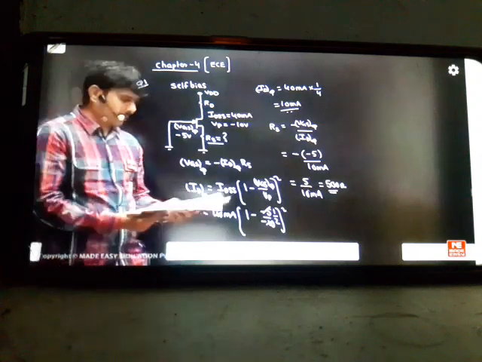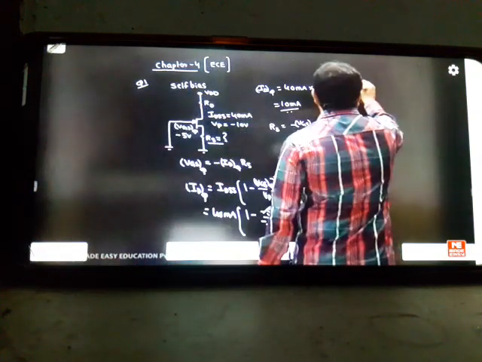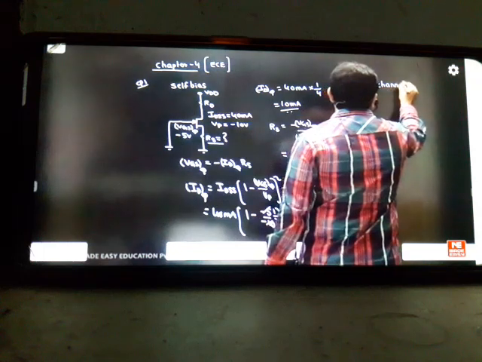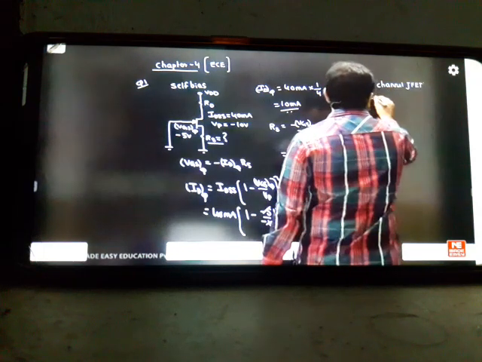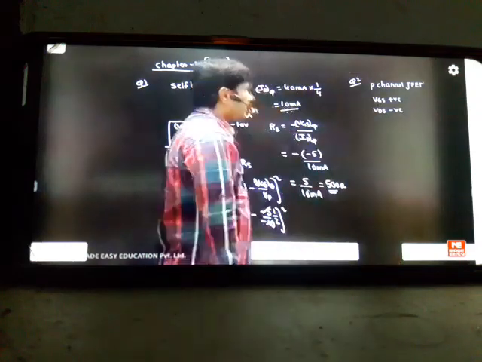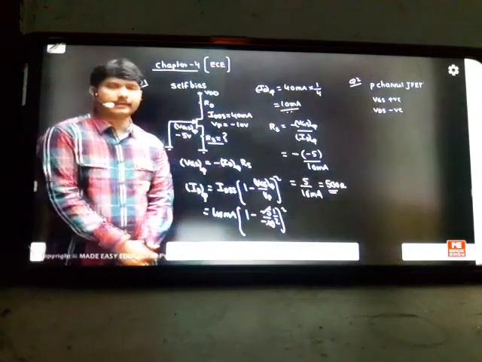So what about the second question? Second is also a simple question. You can see the second question. He said the word here, P channel JFET. Please understand here, P channel he said. Whenever he says the word P channel, your VGS will be positive and VDS will be negative. This is the knowledge. If it's a P channel JFET, VGS will become positive and VDS will become negative.